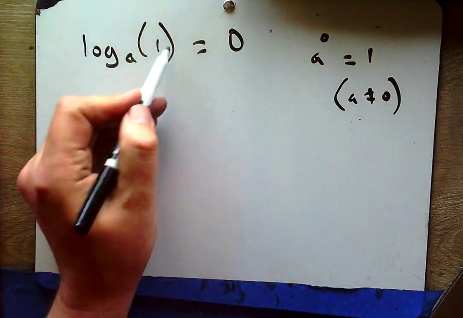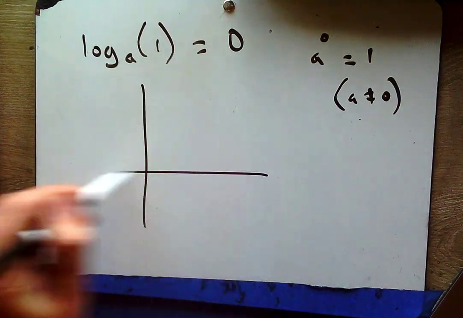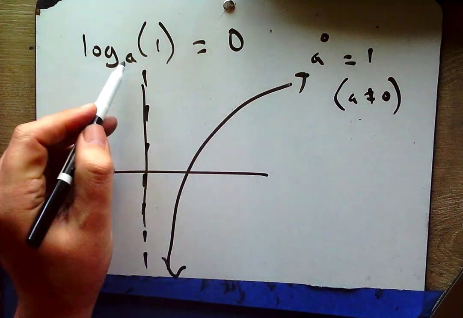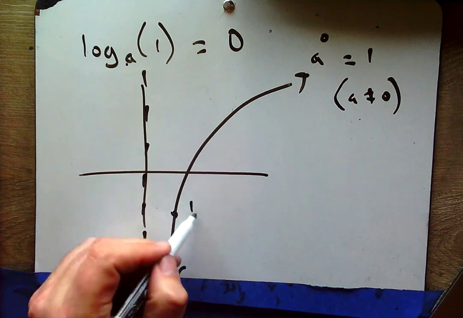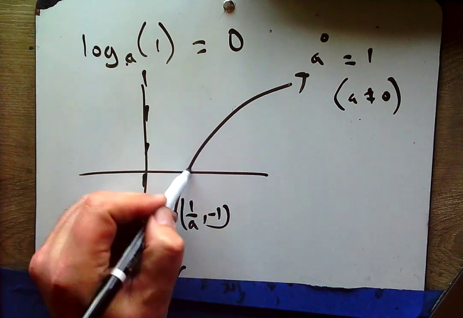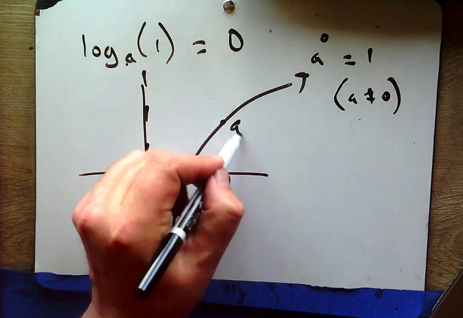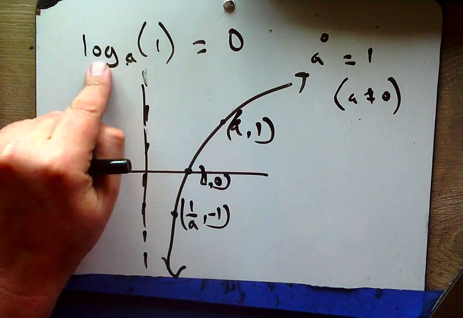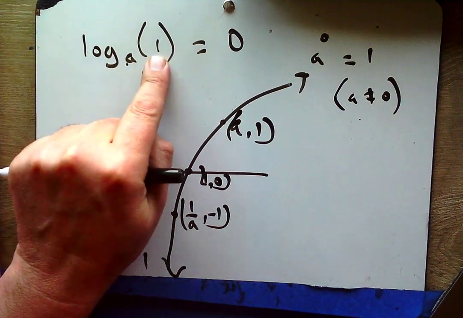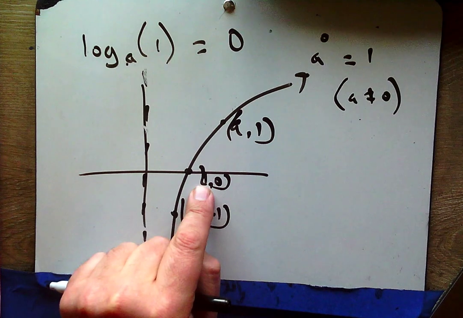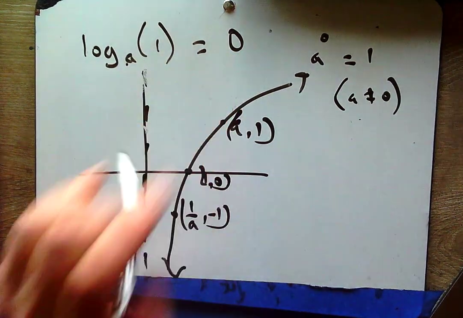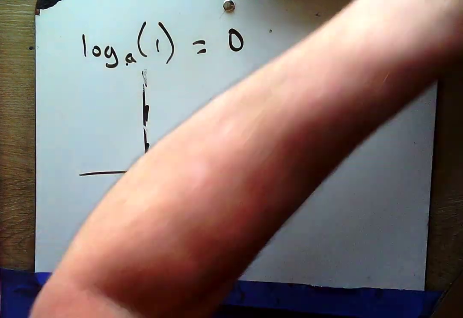Okay, log base a of 1. Now, let's think about this from a graphical point of view. Log base a, so I know that this point is 1 over a, negative 1. This is 1, 0, and this is a, 1. Now this says, what's the value of the log at x equals 1? Here's x equals 1. What's the value of log at x equals 1? 0. There it is. So I can be thinking about this graphically as well.